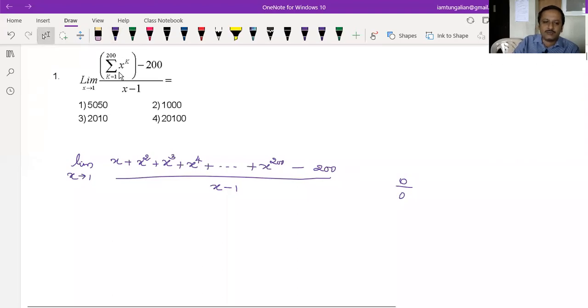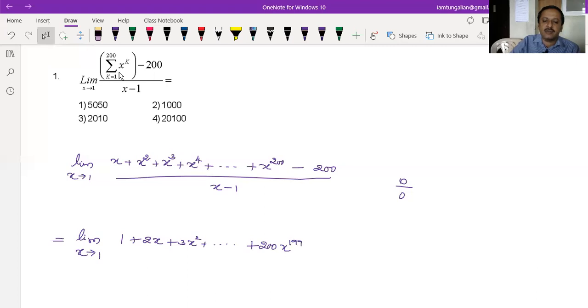As soon as we see 0 by 0, immediately we think of L'Hospital Rule. When we use L'Hospital Rule, we differentiate. Derivative of x is 1, plus the derivative of x square, which is 2x, plus the derivative of x cube, which is 3x square, 4x cube, and so on, up to 200 into x to the power 199, minus the derivative of 200, which is 0, divided by the derivative of x minus 1, which is 1.